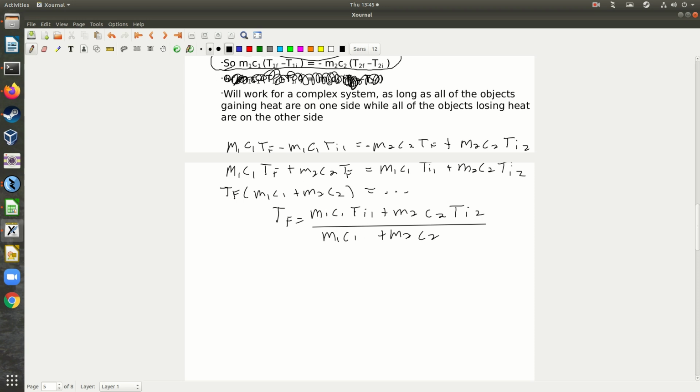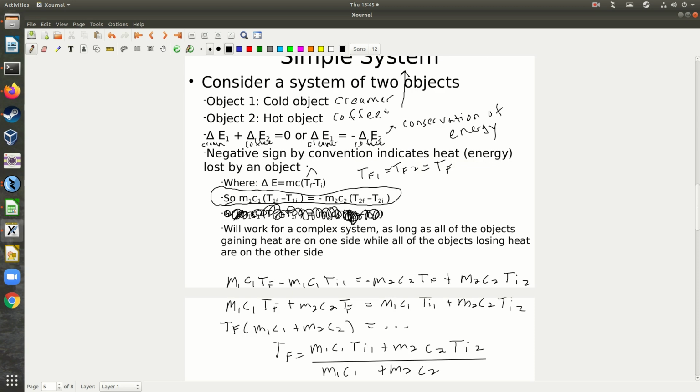This is nothing magical. All it is is the conservation of energy. When you set the energy gained by your creamer equal to the energy lost by your coffee and then plug in mc delta T, you get this equation, which is the same thing. And then if you expand it out, you get TF. Basically, if you try to use the other equation to solve for the final temperature, you're going to have to do all these steps. So I'll give you this one and I'll give you this one, and you can use either one you want.